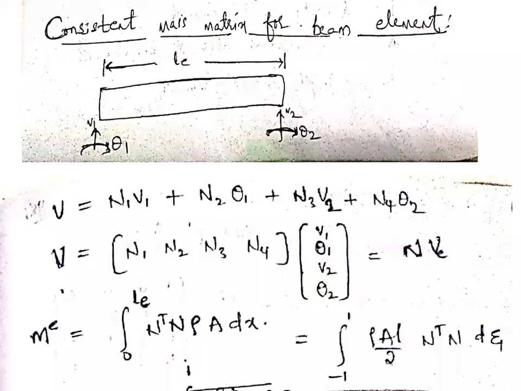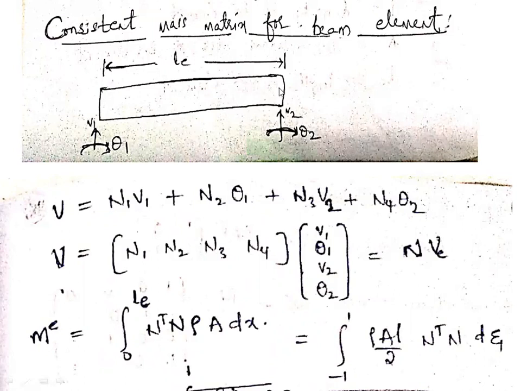And let us see the consistent mass matrix for the beam element also. Here, if you consider the beam element as having two nodal points, let us say the initial point is 1 and the final point, the end point, is 2. In the beam, each and every nodal point has 2 degrees of freedom. How does it have 2 degrees? It has a linear displacement as well as an angular displacement. Linear displacement, let us say v1, and angular displacement, let us say theta 1.